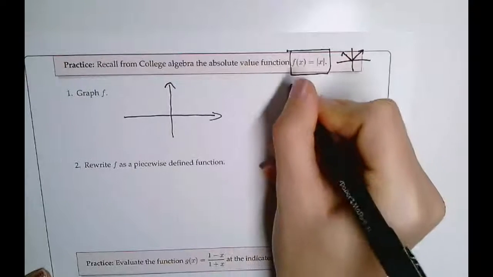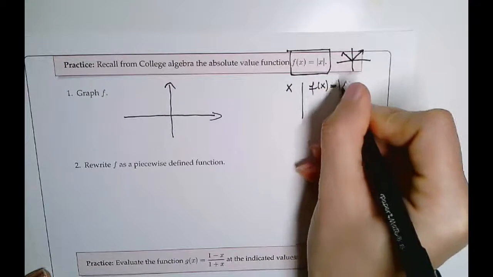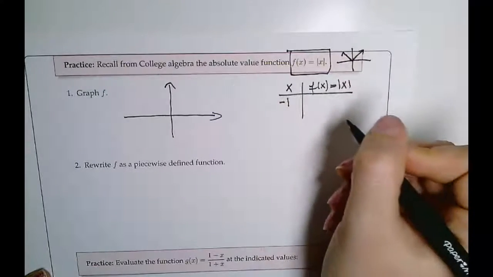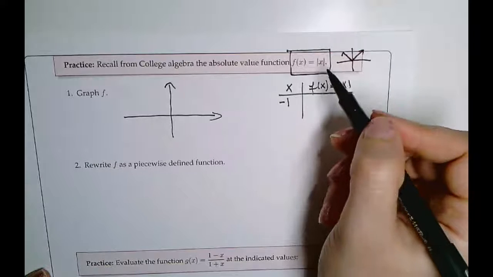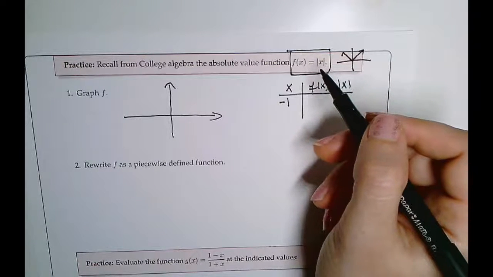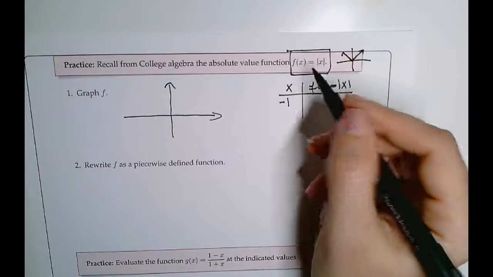All right, so I have my x values and my f of x, which in this case is absolute value of x. So if I let x be -1, first of all, what is the domain of this function? Can I take absolute value of 0? Yes. Can I take absolute value of -1,000,000? Yes. So it's going to be all real numbers.